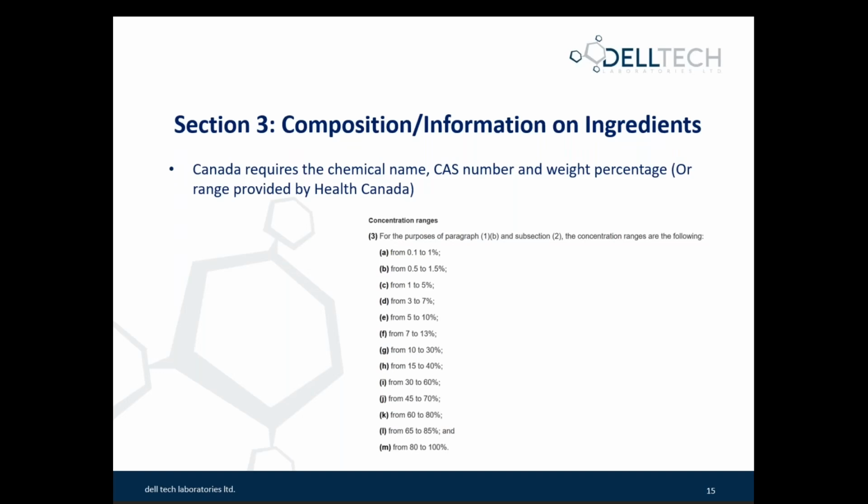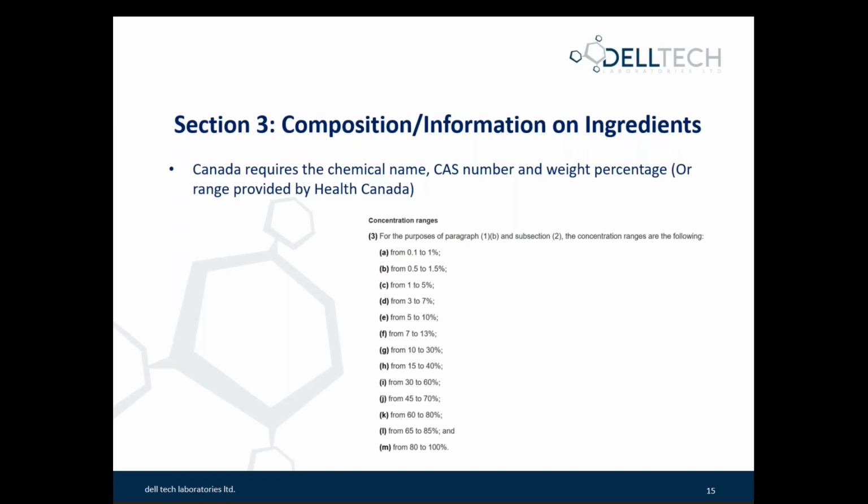Composition, Section 3. What I find here is that the most mistakes on US SDSs coming to Canada are within this section. Canada is very specific on the requirements for Section 3. We need to see the chemical name, CAS number, and concentration.